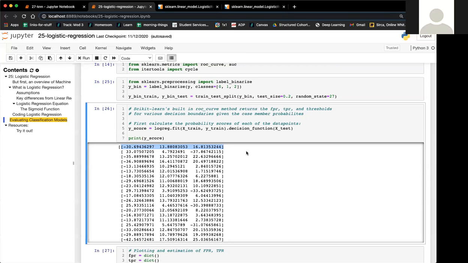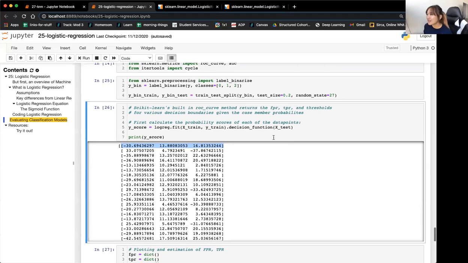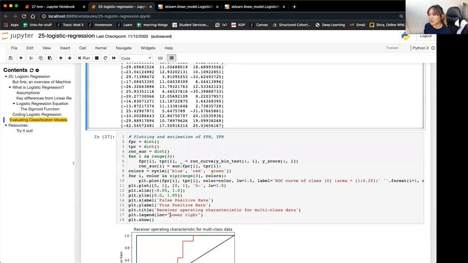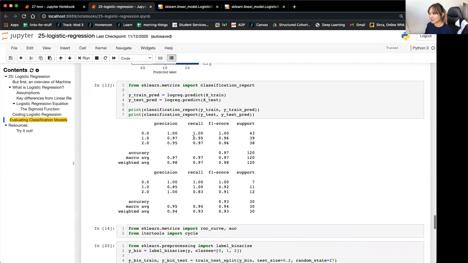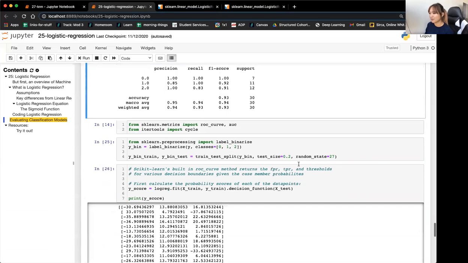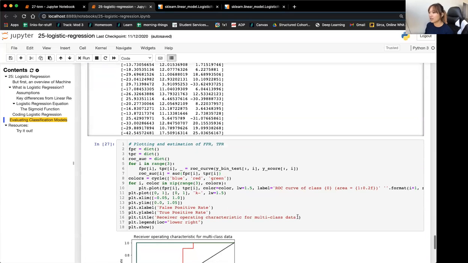And your decision function is taking your test data, and that's because your ROC curve uses the test data as well. Is that why? Mm-hmm. Yeah, you can actually create ROC curves for either your train or test data. In this case, because I believe our train function, not perfect, but yeah, you can create ROC curves for either your train or your test.